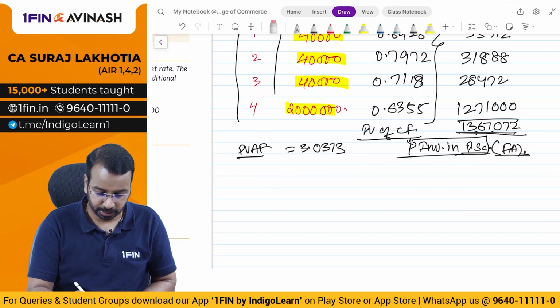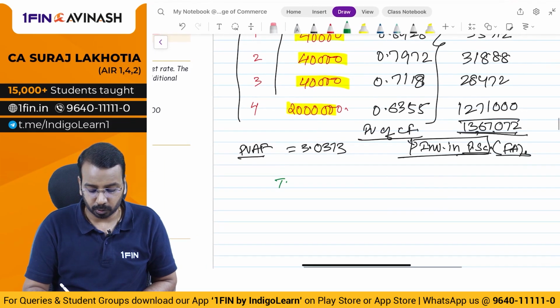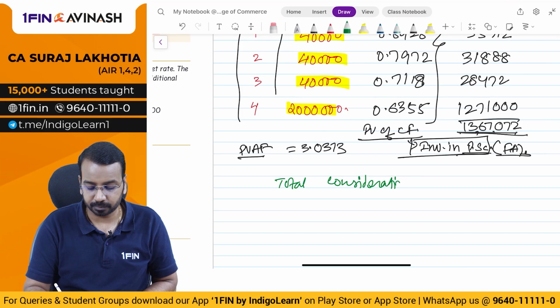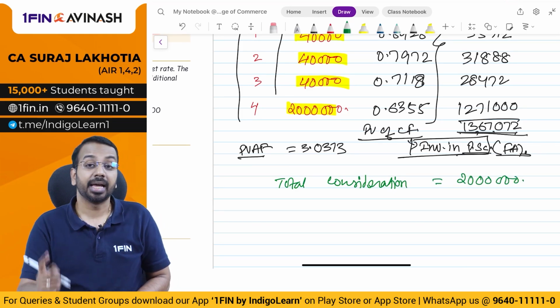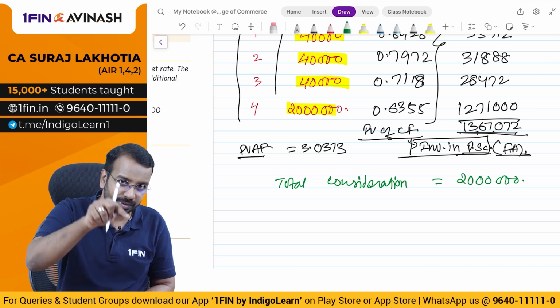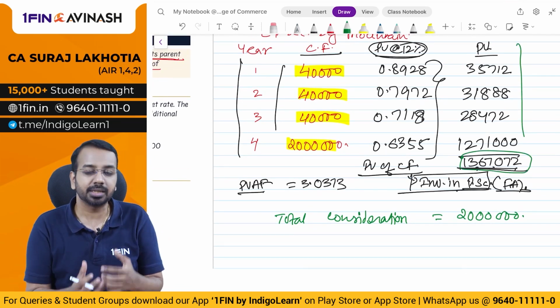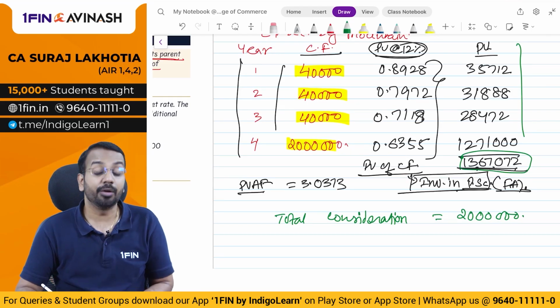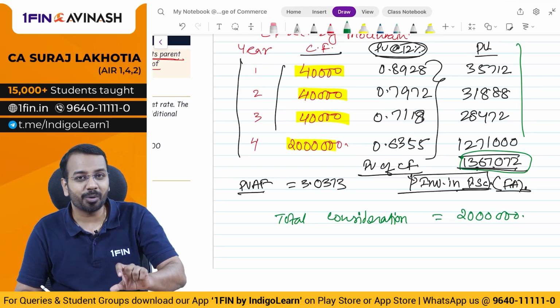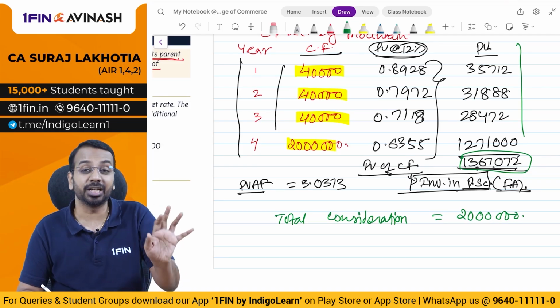Now what is the total consideration here? Total consideration is equal to 20 lakhs. Okay. Parent has given 20 lakhs to the subsidiary. The cash flows present value is only 1367. So, this is the amount of financial asset where you have a right to receive cash. The balance amount is what? Balance amount is equity contribution or investment in subsidiary as equity.